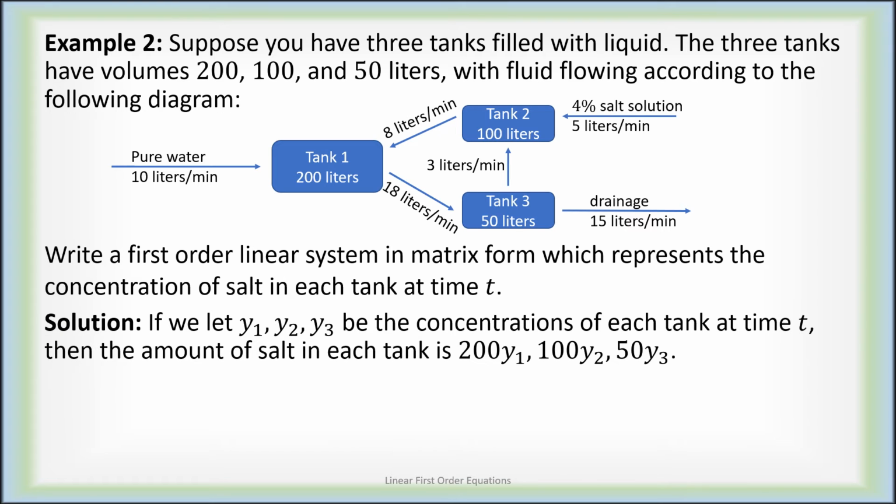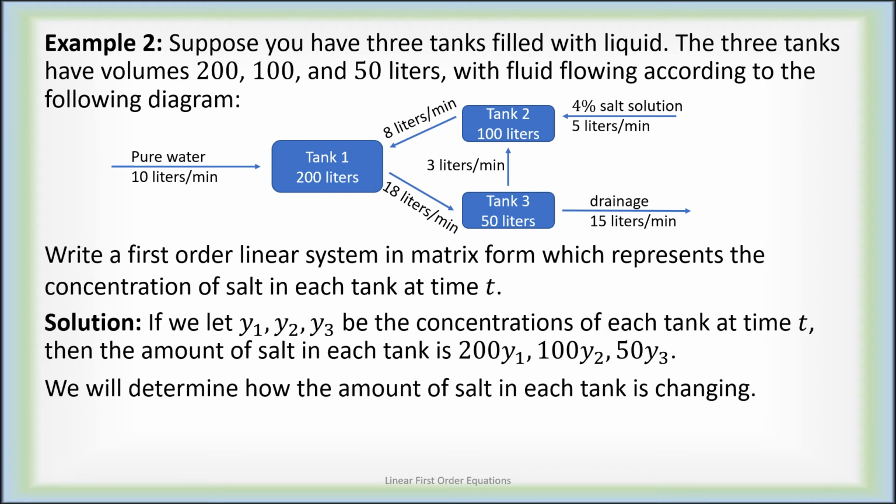So let's let y1, y2, and y3 be the concentrations of tank 1, tank 2, and tank 3 at time t. Now, since their volumes are 200, 150 respectively, if they have concentration y1, y2, y3, then the amount of salt is 200 y1, 100 y2, and 50 y3 respectively.